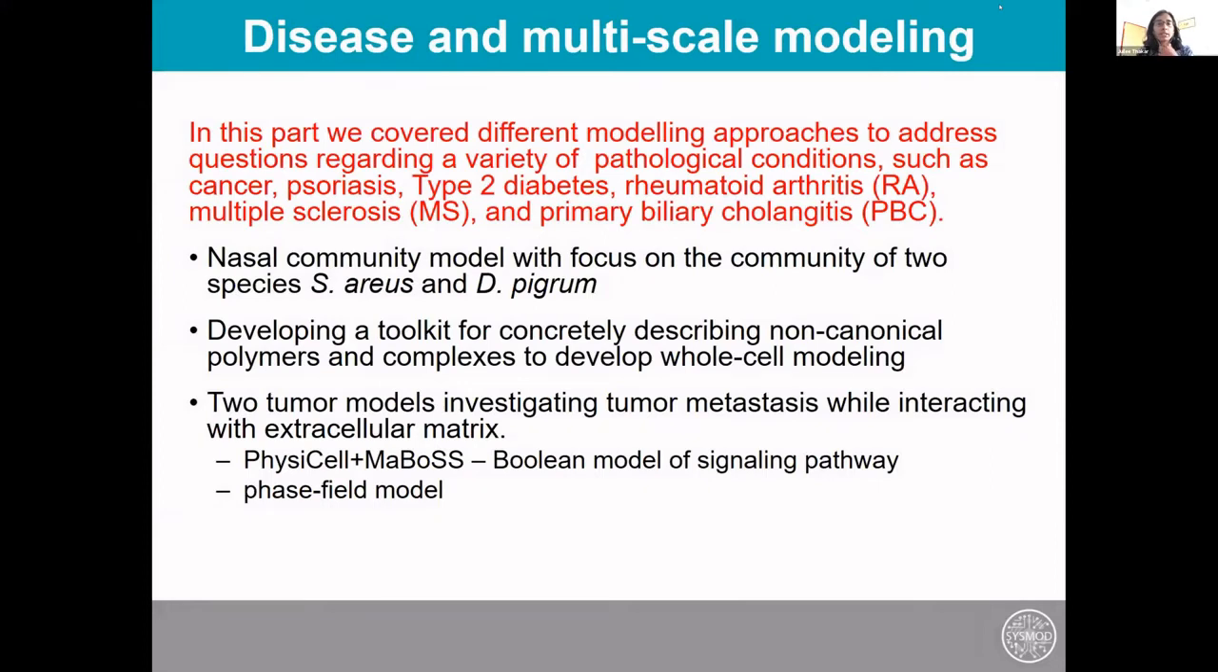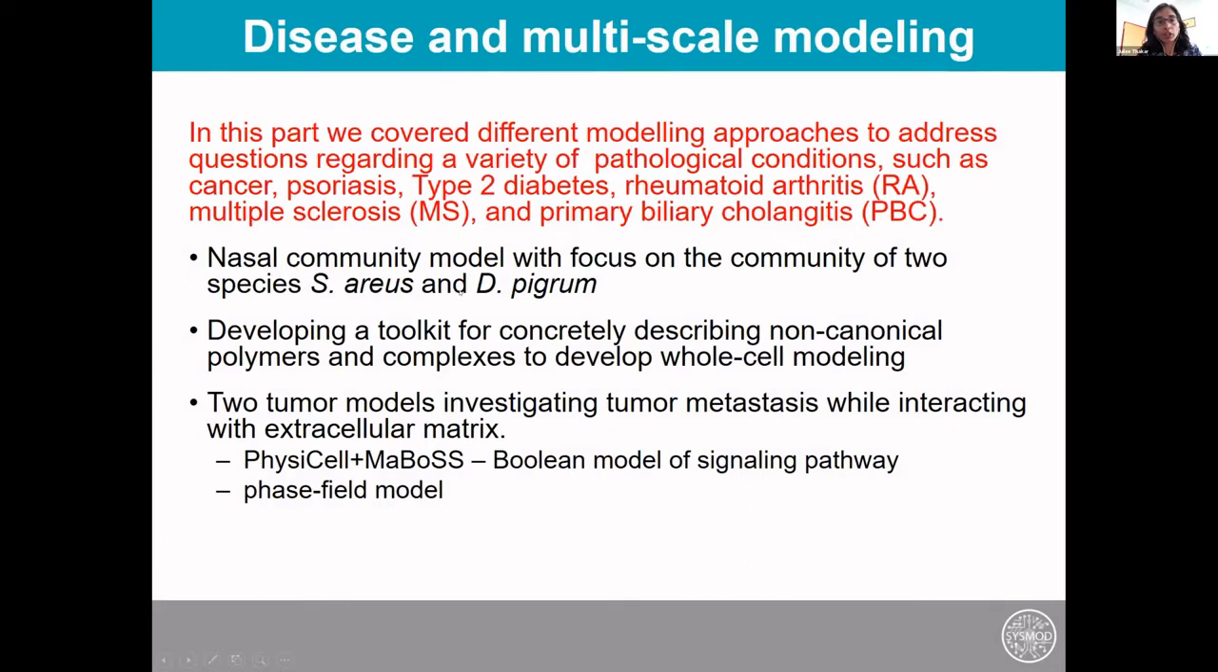Okay, disease and multi-scale modeling. In this part, we covered different modeling approaches to address questions regarding a variety of pathological conditions such as cancer, psoriasis, type 2 diabetes, rheumatoid arthritis, multiple sclerosis, and primary biliary cholangitis. I think I'm going to have to move a little bit faster.